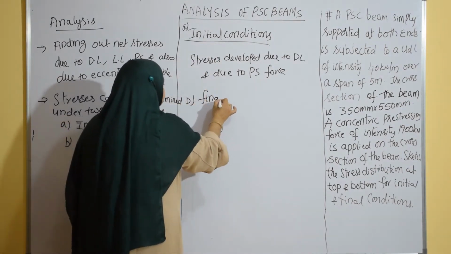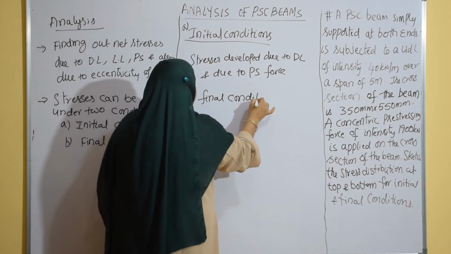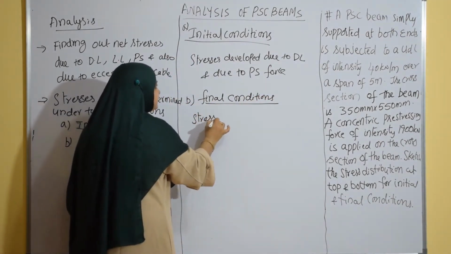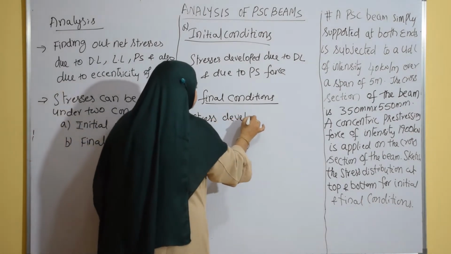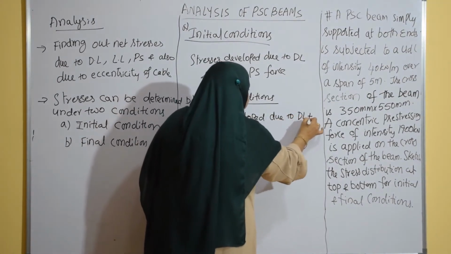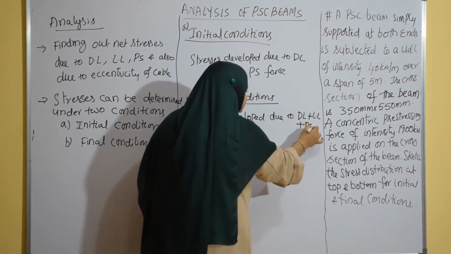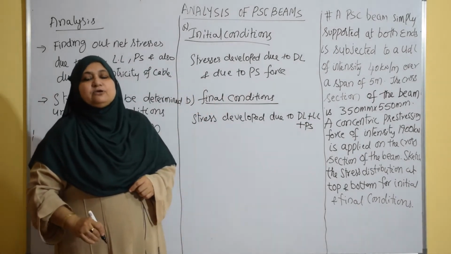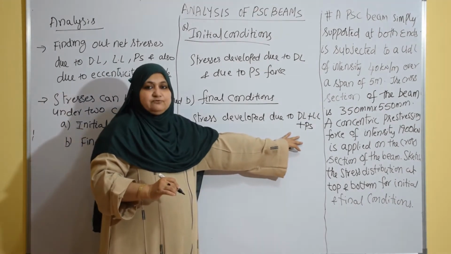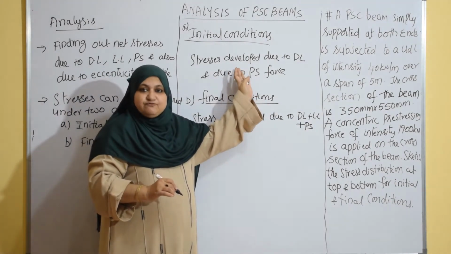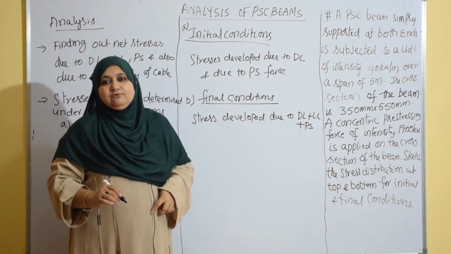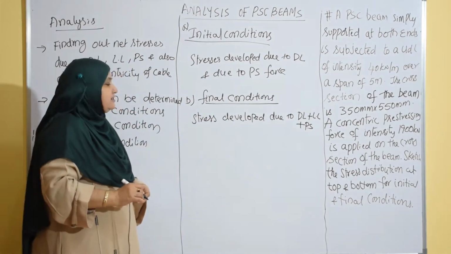Then what is final condition? In final condition we will find out the net stresses in the member or in the section developed due to dead load plus live load plus pre-stressing force. Okay, together we are going to find out. So initial condition means before the application of live load. Final condition means after the application of live loads. Okay, so let us see how to determine these.